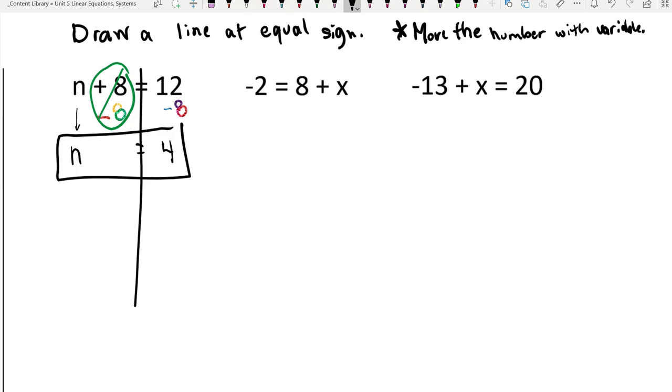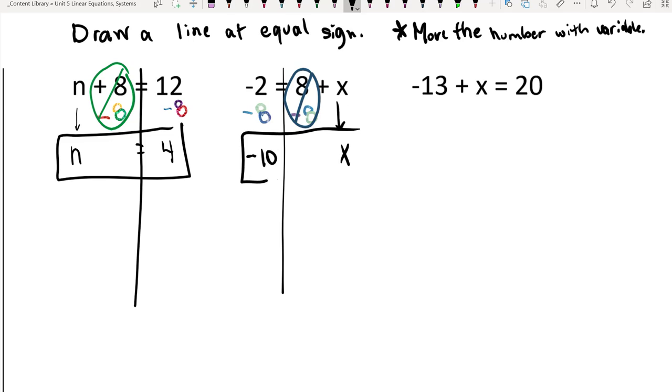Repeat this process for this one. We're also going to subtract 8 again on this one. I wanted to show you it doesn't matter if it's on the left side or the right side. I have 8 plus x, so 8 is the number that I need to eliminate. I'm going to eliminate it by subtracting 8 from both sides. So 8 minus 8 is 0. I'm going to bring down my x, and negative 2 minus 8 is negative 10. So this line is my equal sign, so negative 10 is equal to x.